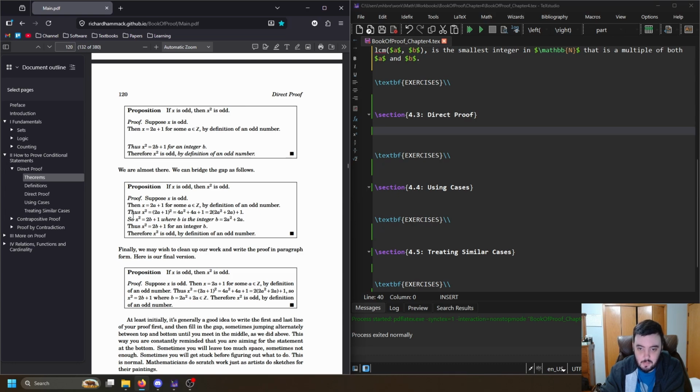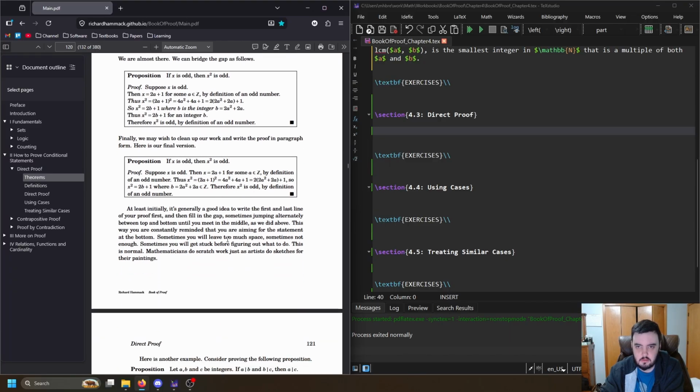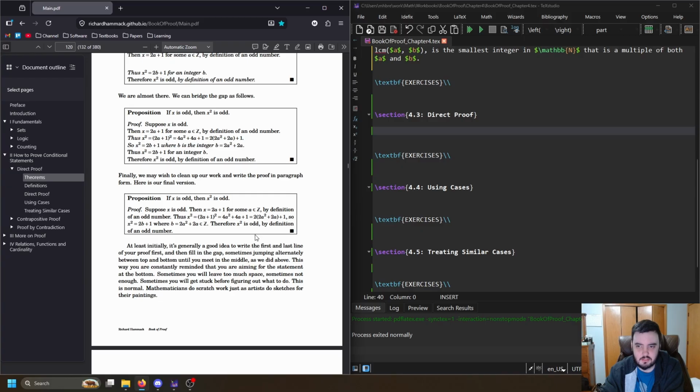Bridge the gap. Yeah, see, you just expand this part out. 2 times some integer. You know this is an integer from whatever above that said multiplying and that adding is an integer. And then this is a good last step. I'm glad they include this. Once you've written out all your steps, you go back and rewrite it as a real paragraph.